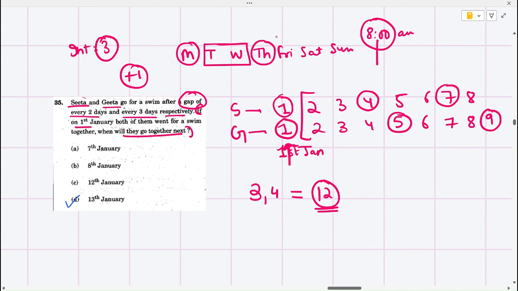So 12 days. Now if we start from 2, the 12th day will be the 13th of January. And hence the answer for this question will be 13th of January.